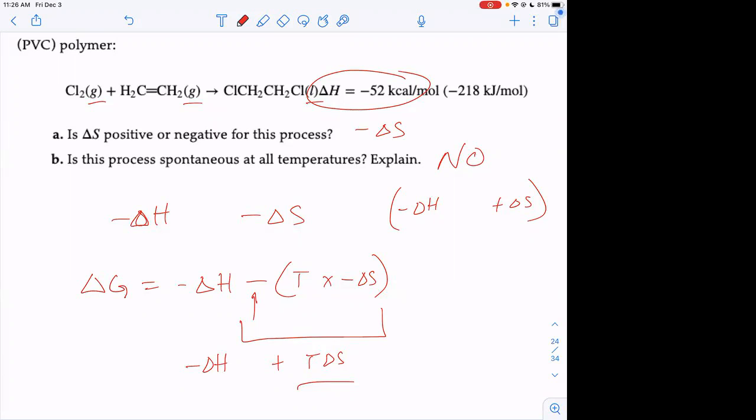At really high temperatures, delta G is probably going to be positive. At really low temperatures, delta G would likely be negative.